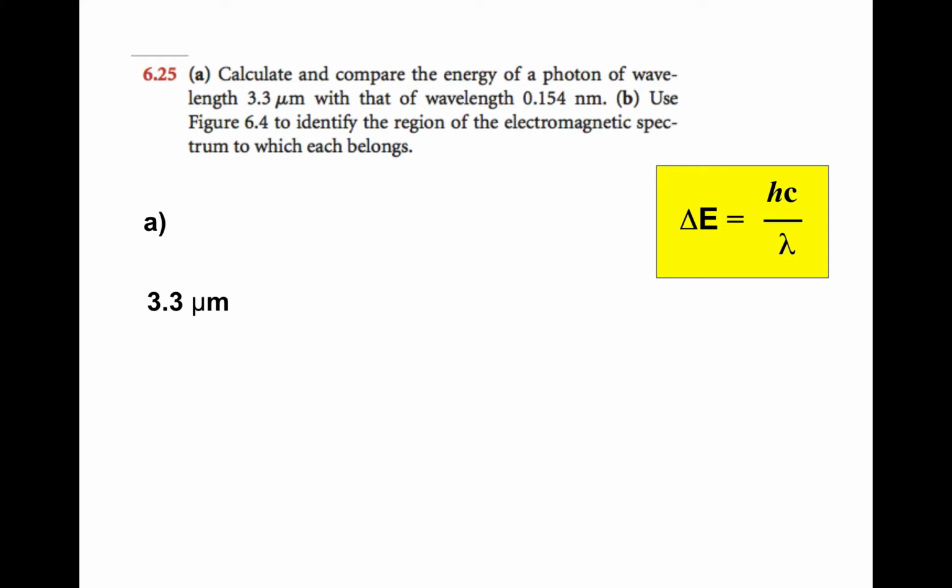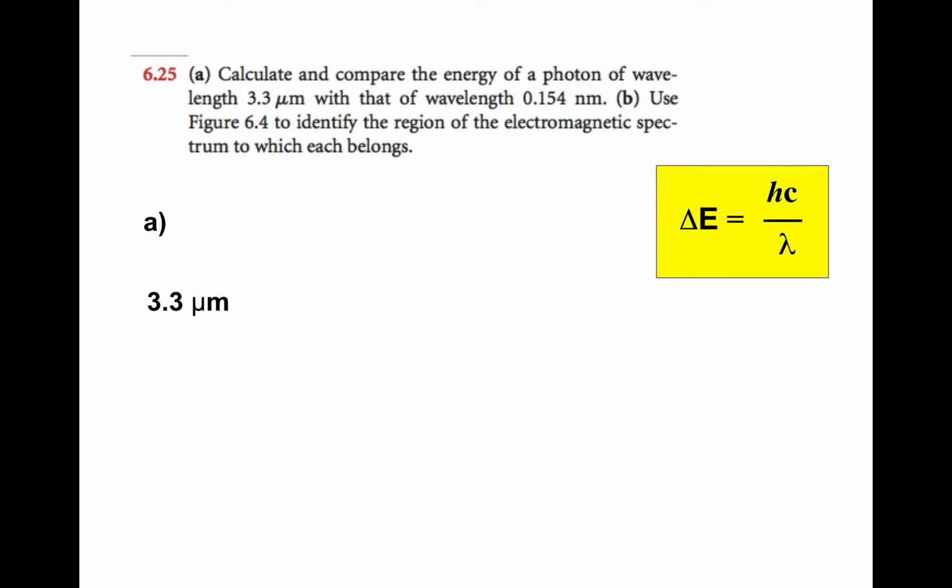25. Calculate and compare the energy of a photon of wavelength 3.3 micrometers with a wavelength of 0.154 nanometers. Use figure 6.4 to identify which region of electromagnetic radiation it belongs to.